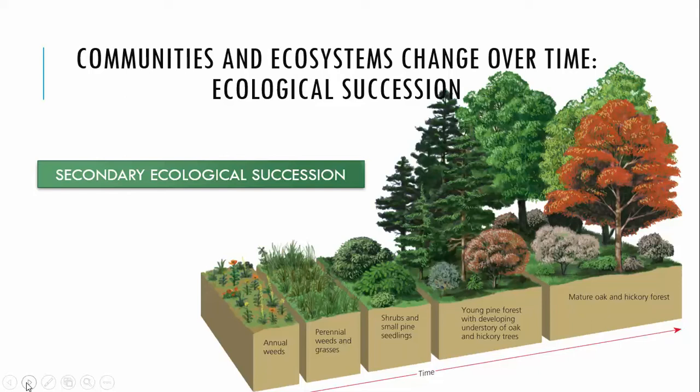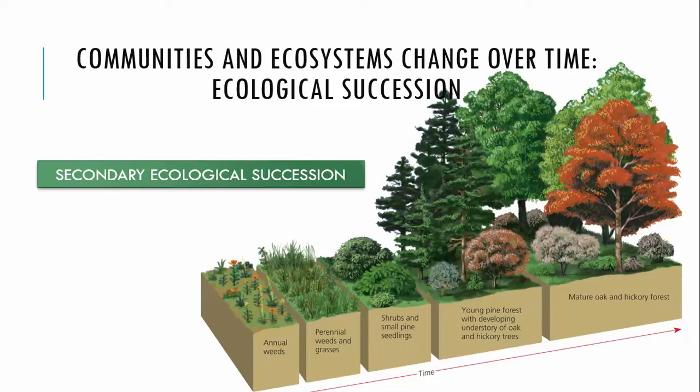The organisms in the first stages of either type, here we're dealing with annual weeds, and on the slide before we had lichens and mosses, those are pioneer species, and they usually have a very wide range of environmental tolerance. The communities in every single stage of succession drive the environmental changes that will allow the next stage to take over.